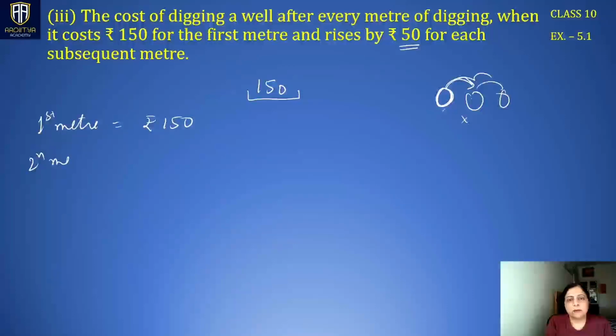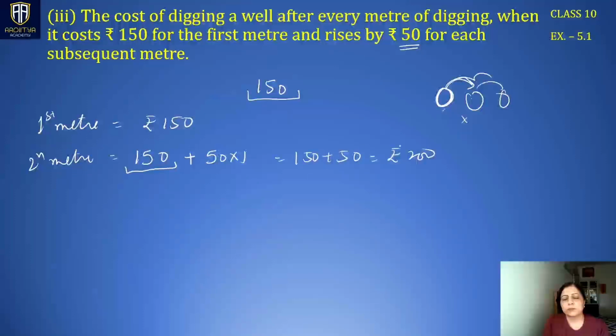Then for the second meter, like in the case of a fare, we had the first meter fixed. For the first meter it is 150, and for the second meter it is 50 multiplied by 1. So it becomes 150 plus 50, that is rupees 200. For the third meter, 150 for the first one and 50 for every subsequent meter. So that means we have 2 meters. So 2 multiplied by 50. So 150 plus 100, that is 250.